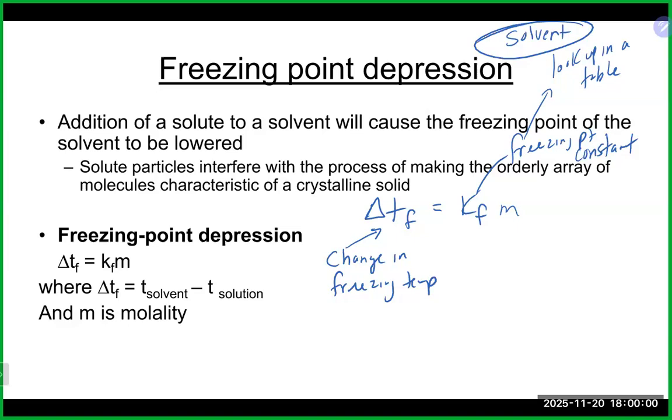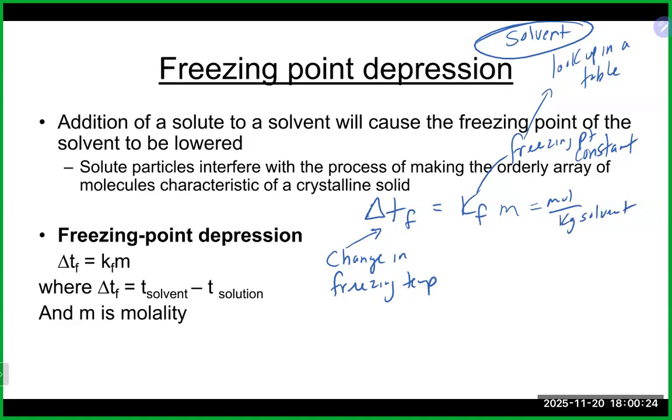So if your solution is an ionic solution, perhaps your solvent is water, you would look up the freezing point constant for water and not like a sodium chloride solution, which will not be on the table. So it's just the solvent that you look for. The little m here is our friend molality. So that is our moles per kilogram of solvent.